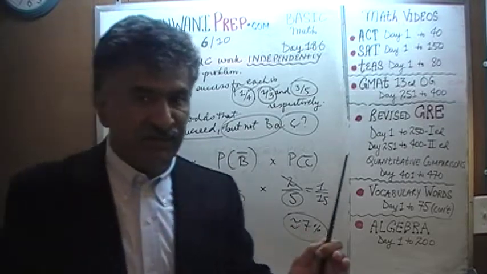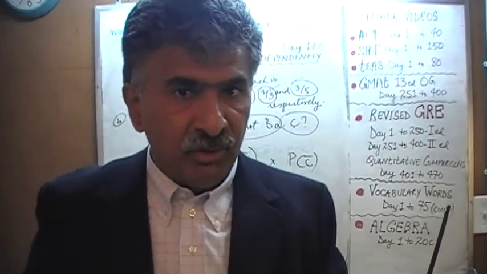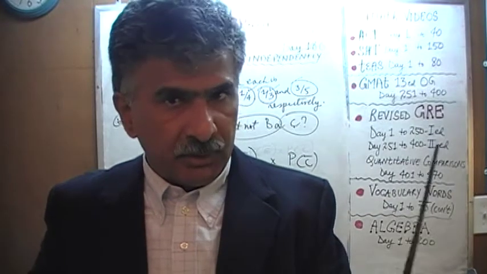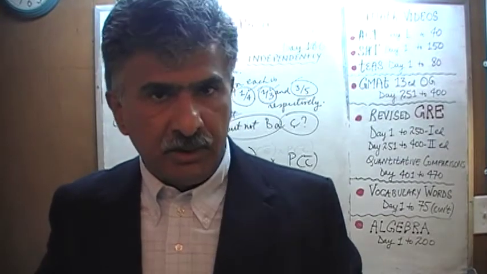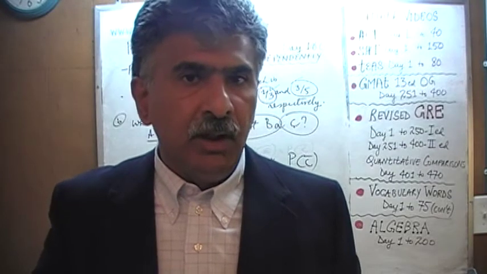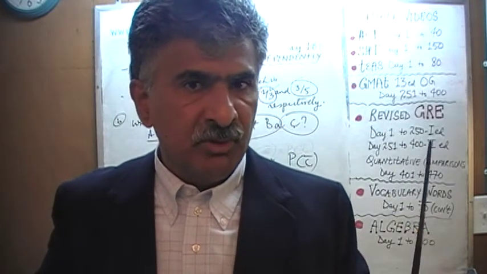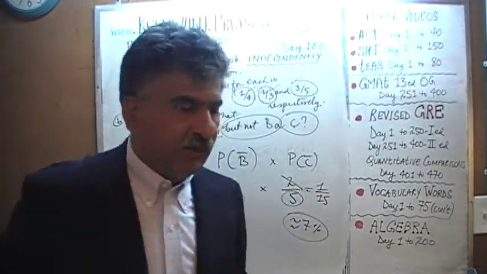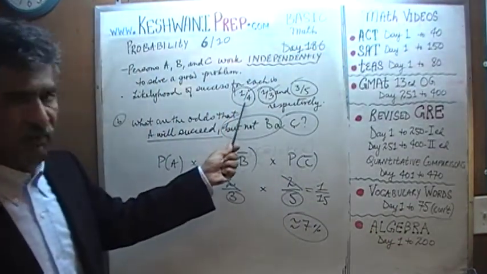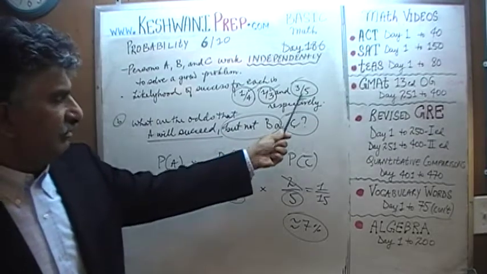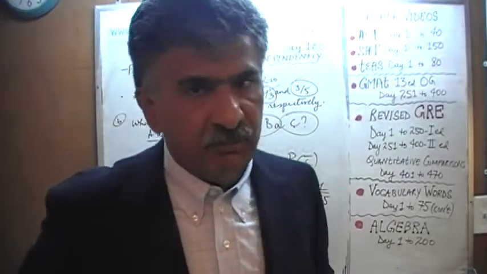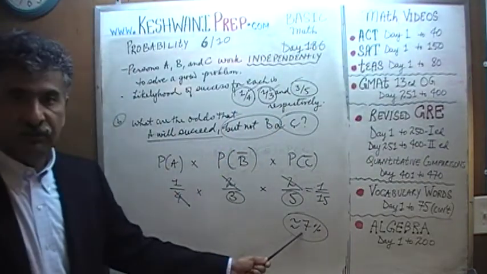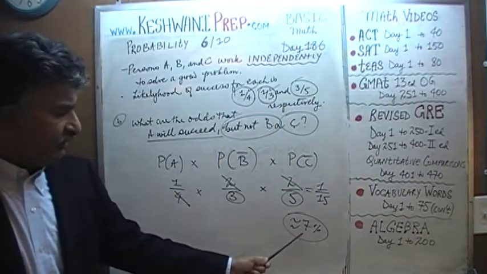You have 3 people, there is a problem that needs to be solved, and you as a manager have assigned these 3 people to work on this problem independently. They're not working together, they're sitting in 3 different rooms, trying to find a solution to it. Based on your experience, your judgment call, and what you know about these people, you have assigned some probability. Your gut feeling tells you that there is a 25% chance that A will succeed, a 33% chance that B will succeed, and as high as a 60% chance that C will succeed.